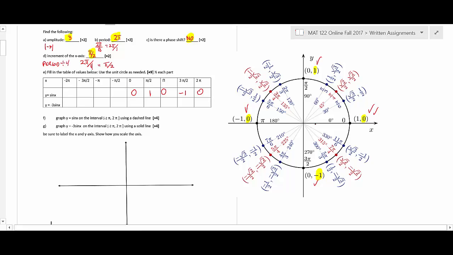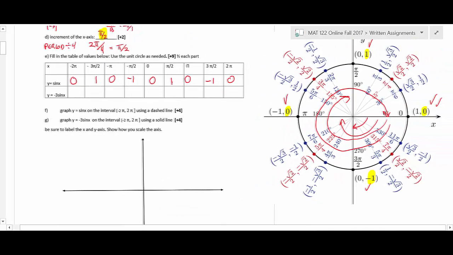Then if you go to the negative angles clockwise, the sine of negative pi over 2 would be negative 1. The sine of negative pi would be 0. And then the sine of negative 3 pi over 2 would be back to 1. And then all the way around the circle clockwise would be back to 0. Okay, so that's it.